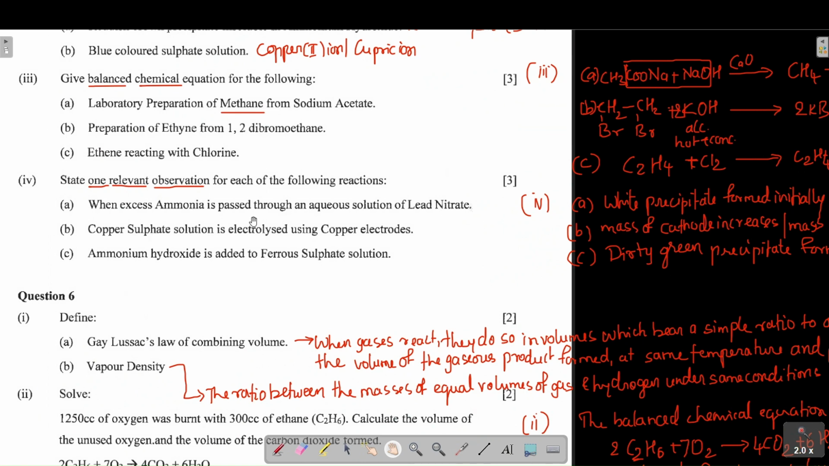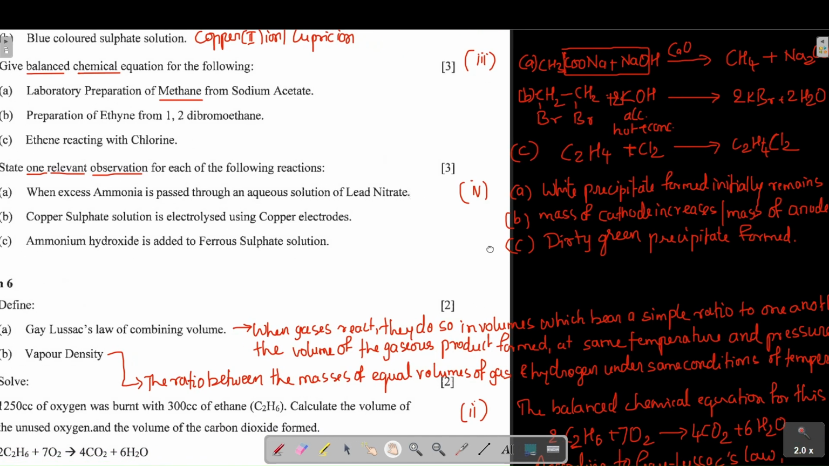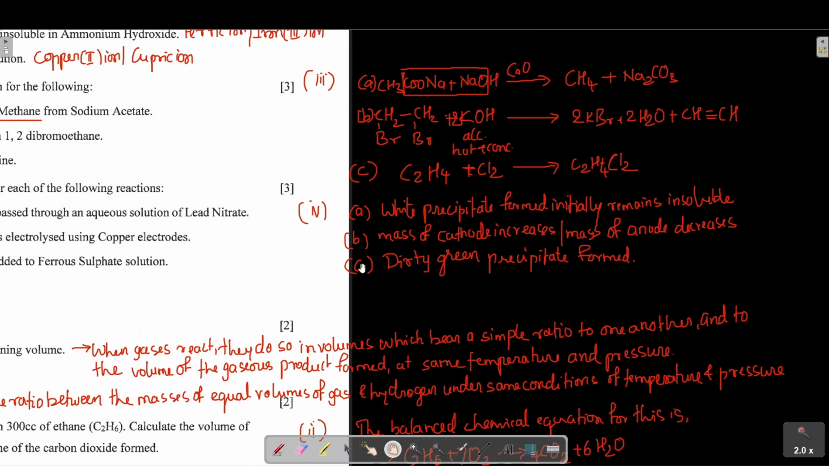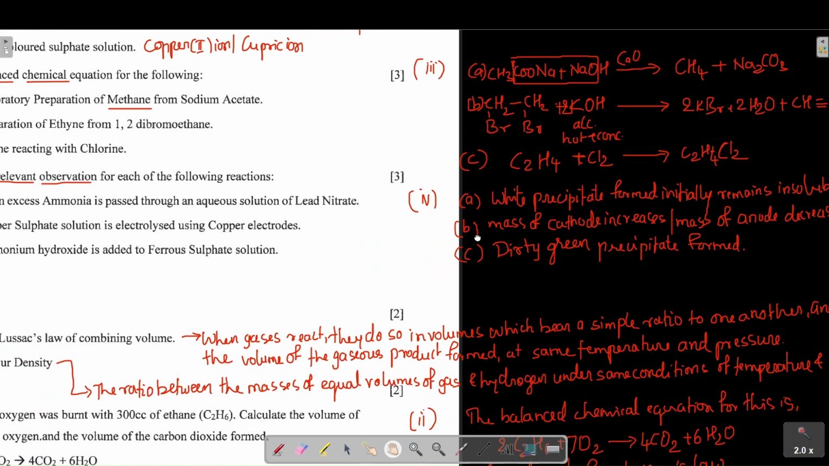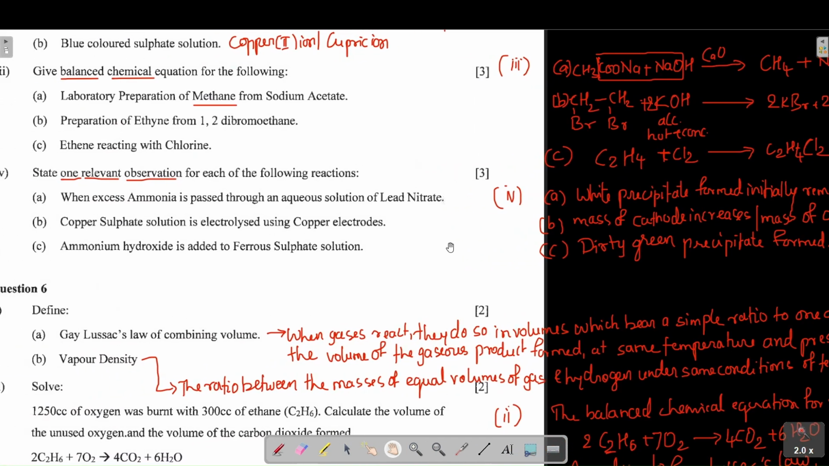State one relevant observation for each of the following. When excess ammonia is passed through an aqueous solution of lead nitrate, a white precipitate is formed initially, which remains insoluble in ammonium hydroxide. It does not dissolve. In ammonium hydroxide only copper and zinc dissolve in excess.